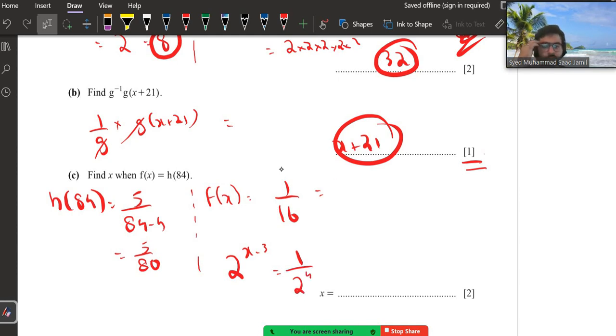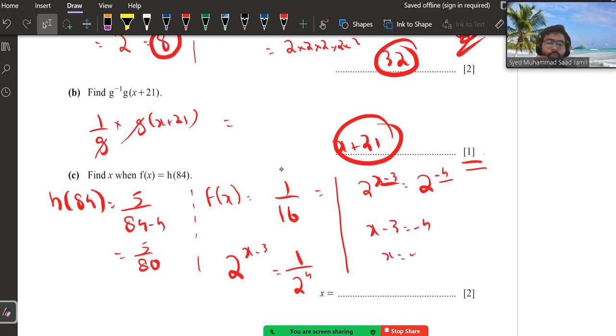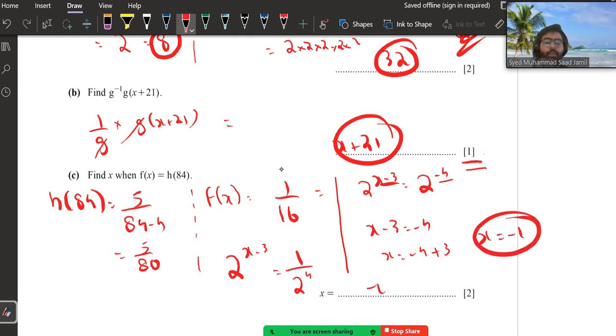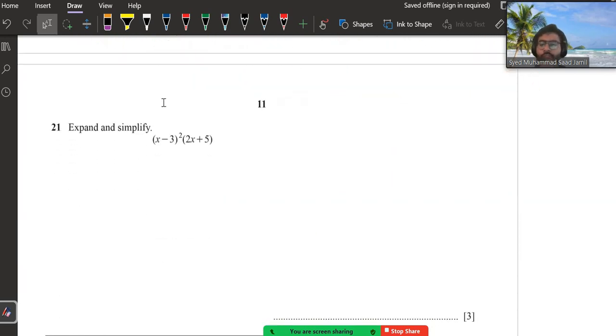Now 2 raised to power x minus 3 is equal to 2 raised to power minus 4. So x minus 3 is equal to minus 4. x is equal to minus 4 plus 3. x is equal to minus 1. And that's your answer. Moving on to our next question, it says expand and simplify.